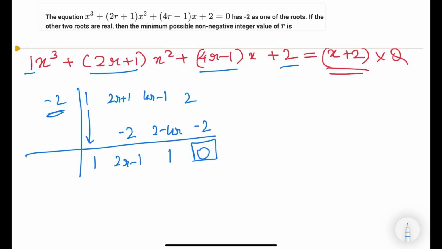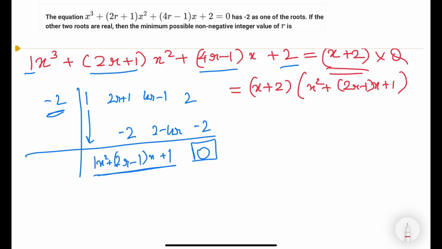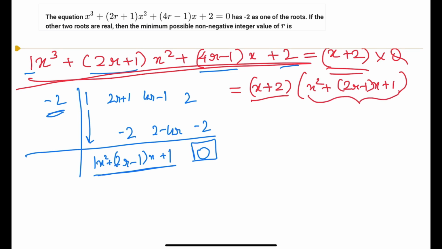So the remaining values 1, 2r minus 1 and 1 are the coefficients of the quadratic equation we are dealing with. So x square plus (2r minus 1) into x plus 1. This is the other quadratic expression that we need. Basically, this equation is of the type (x plus 2) into (x square plus (2r minus 1) into x plus 1). Now we know that one root is minus 2 as given in the question, but the other two roots should be real numbers. For that, the roots of this quadratic should be real. For any quadratic expression, the roots would be real when b square minus 4ac is greater than or equal to 0.